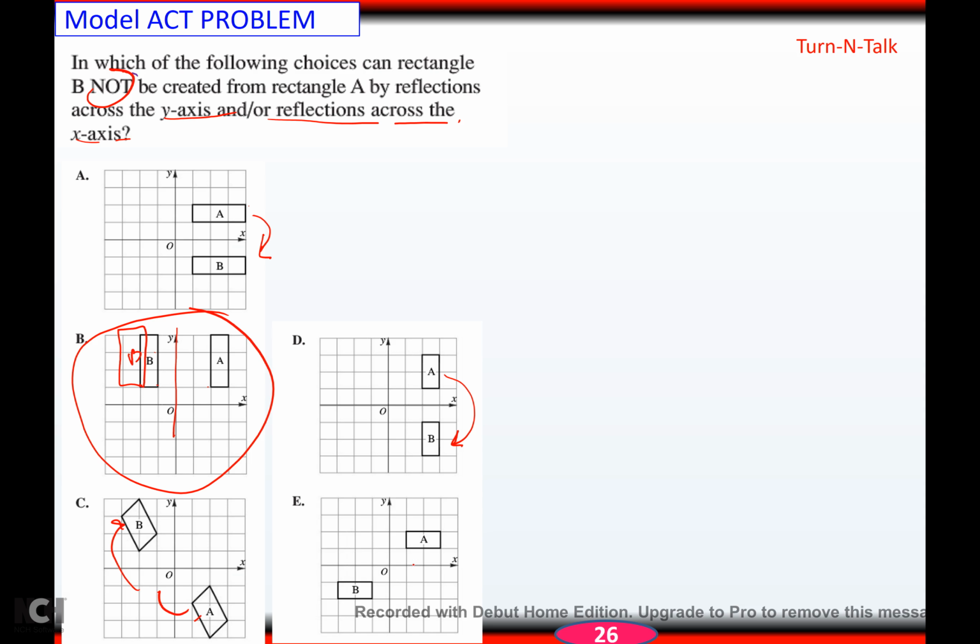And A to be here, again, if you reflected, or rotated 180 degrees, or slid over and slid down, I should say maybe, you would get that picture. Okay, either way, you're doing reflections only, sorry. Reflect over this and reflect over that would get you there. So B is the one that doesn't work.